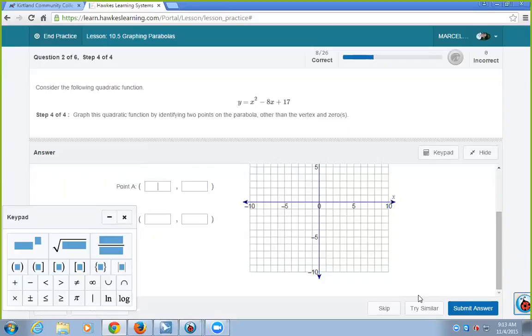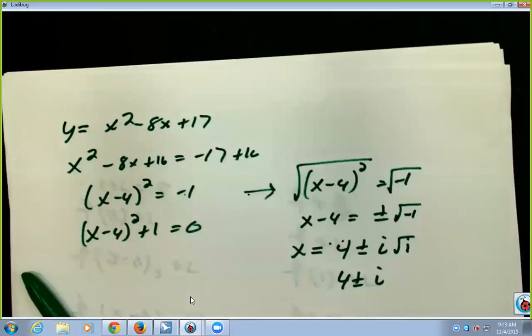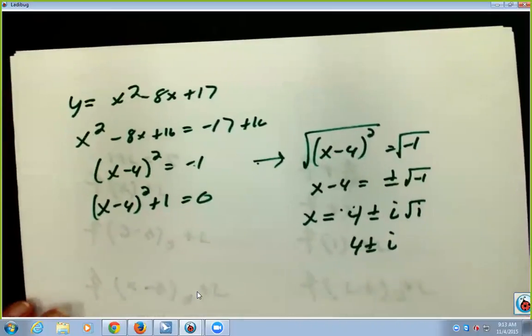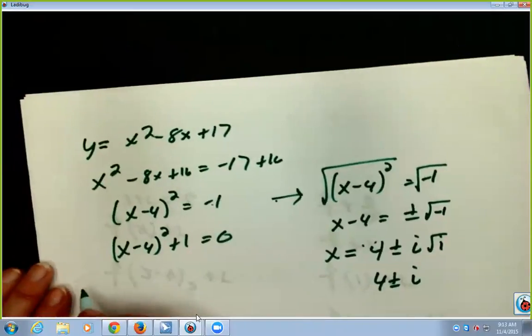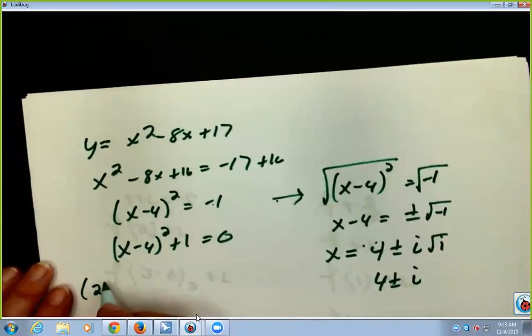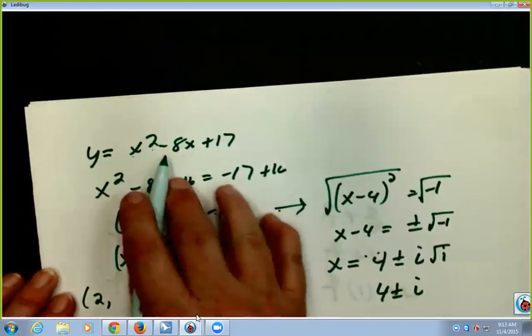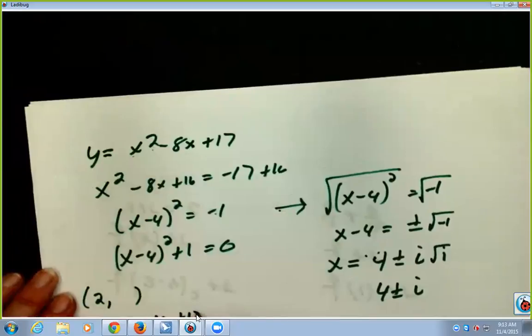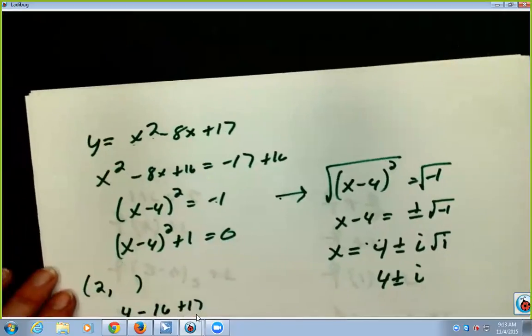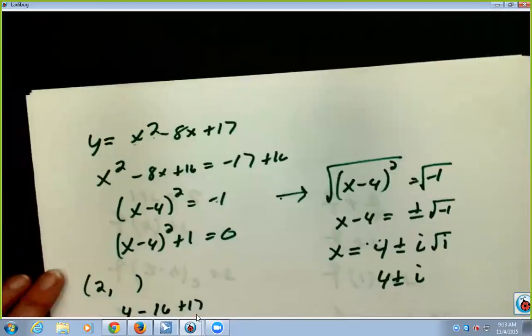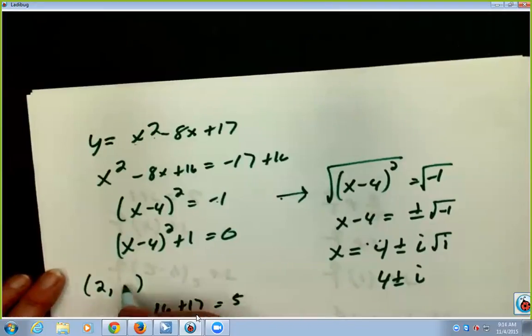So let's go back over here to my sheet. And that's another reason I wanted to go through this, because it had some extra stuff in there that we needed to work on. So if I plug in 2 for x, what's the y going to be? So 2 squared is 4, minus 8 times 2 is 16, plus 17. So 4 minus 16 is negative 12, and negative 12 plus 17 is 5.